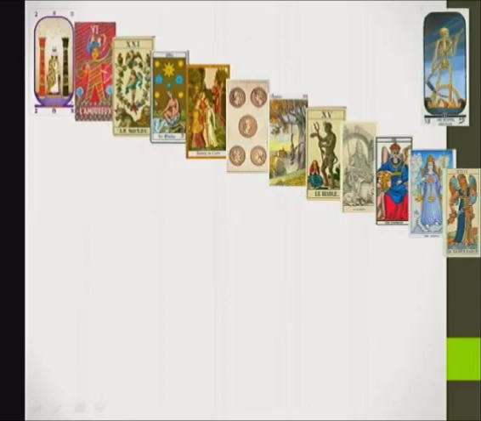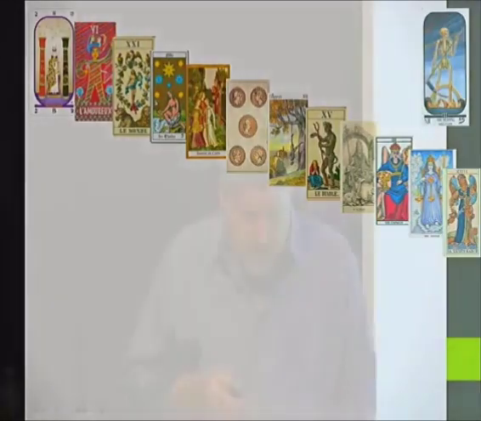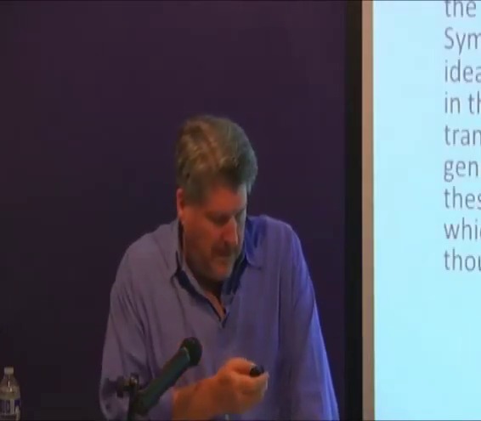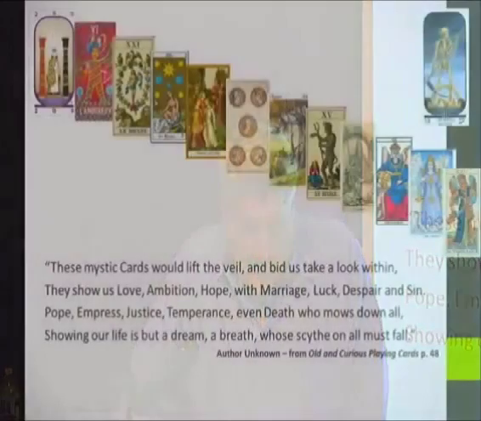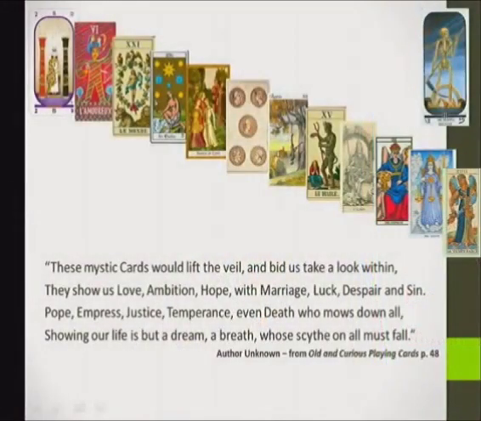Okay, let's start talking about the Tarot. I love this little poem, which is from a very old book I have called Old and Curious Playing Cards. These mystic cards would lift the veil and bid us take a look within. They show us love, ambition, hope with marriage, luck, despair, and sin. Pope, Empress, Justice, Temperance, even death who mows down all, showing our life is but a dream, a breath whose scythe on all must fall.